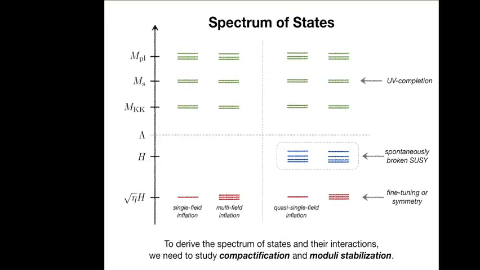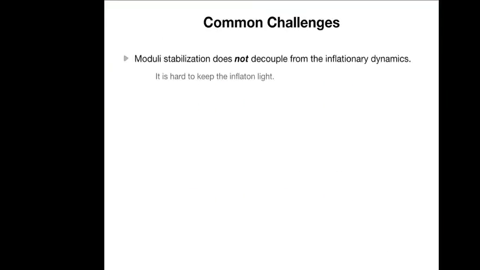Okay? So, of course, you can see the challenge. To derive this kind of spectrum of states and the interactions, we need to study in detail how to compactify the space, what the light degrees of freedom and their interactions are after you do this. And so this will take us an hour next time. Let me just quickly mention some of the common challenges that you find, and then I'll stop.